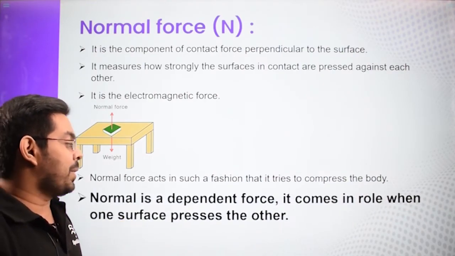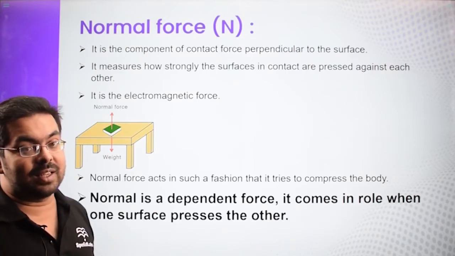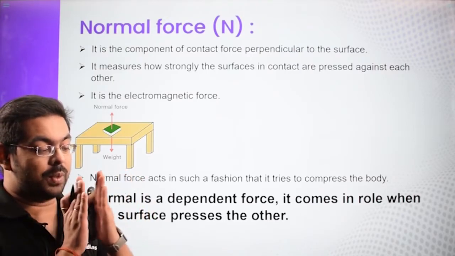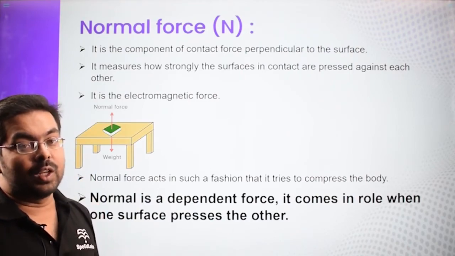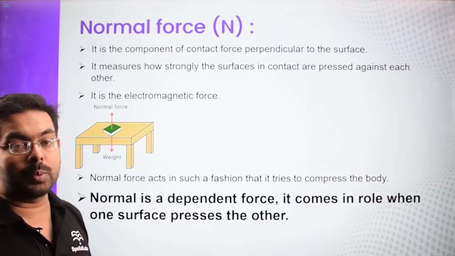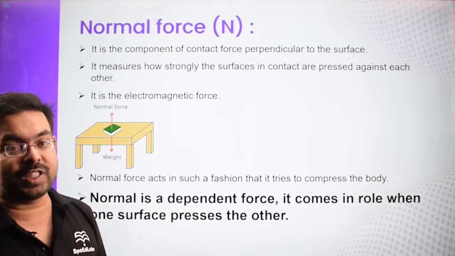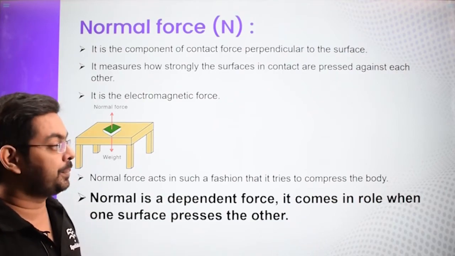Normal is a dependent force. It comes into role when one surface presses the other. जब तक contact नहीं होगा and they will not try to press each other, until then no normal force will come into play. जब तक contact में नहीं आएंगी दोनों bodies और एक दूसरे को press करने की कोशिश नहीं करेंगी, तब तक नॉर्मल फोर्स उनके बीच में आने वाला नहीं है.